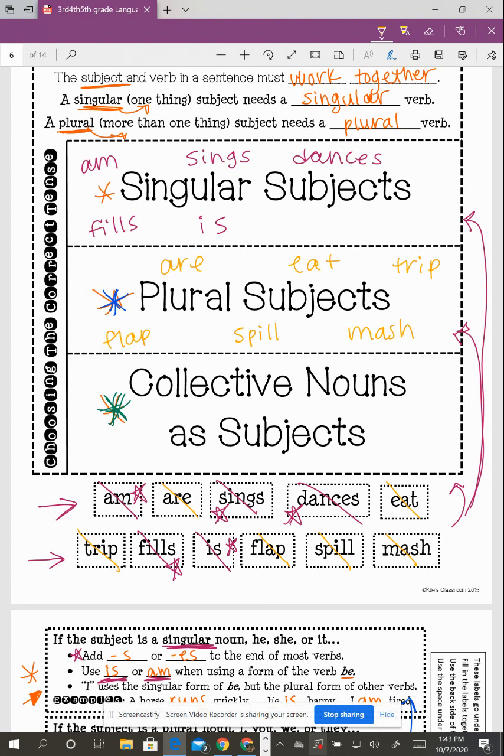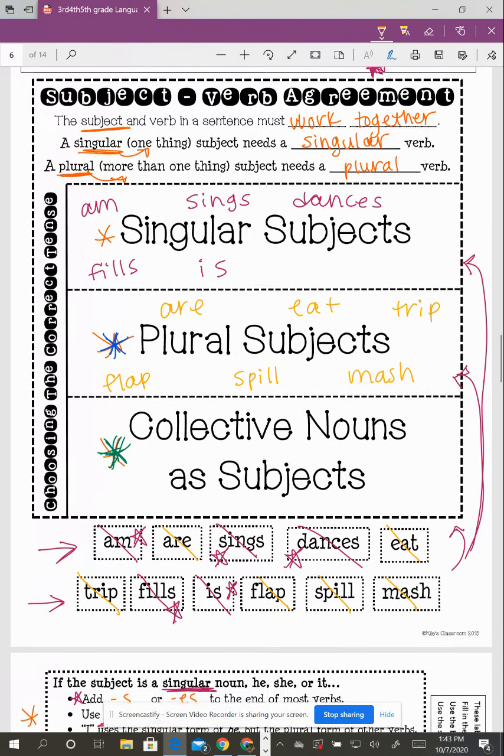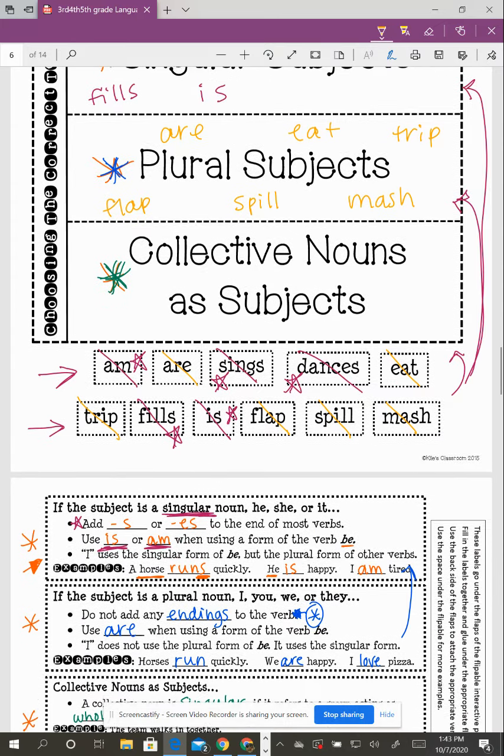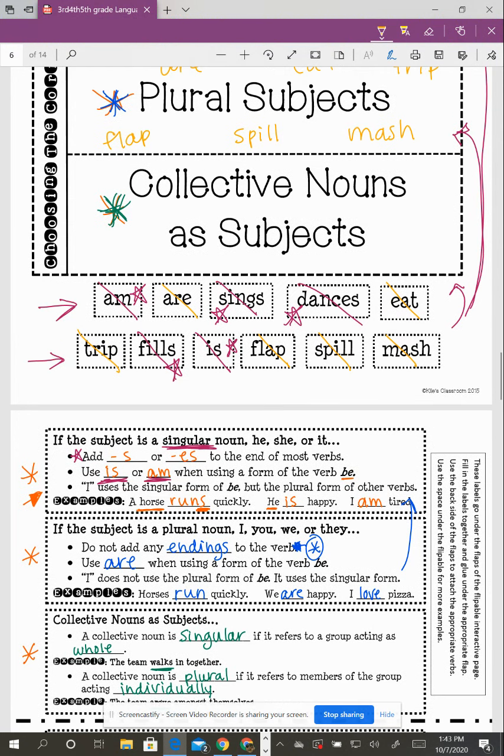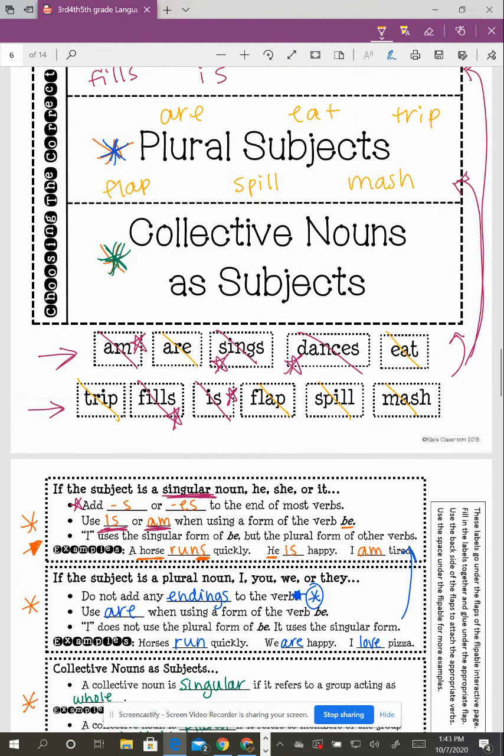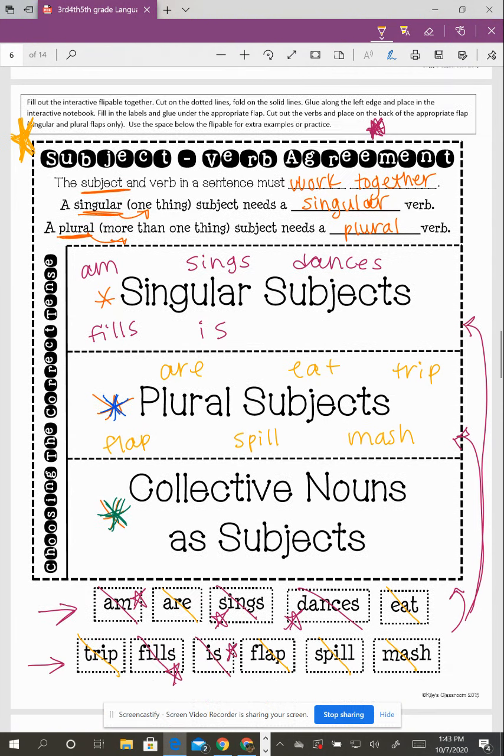Now, there's a lot of information on these journal pages. So whatever you did not maybe get a chance to slow down and follow along with, I want you to go back and pause wherever you need to spend a little bit more time. Make sure that you cut and glue this journal page exactly like the directions told you right here. It gives specific directions on how to glue this into your language interactive.